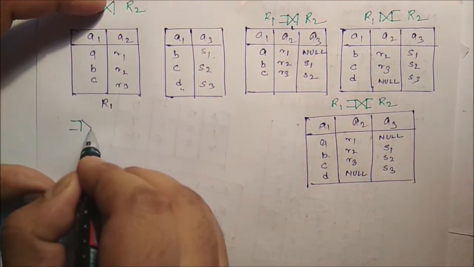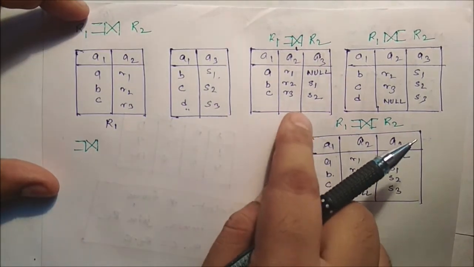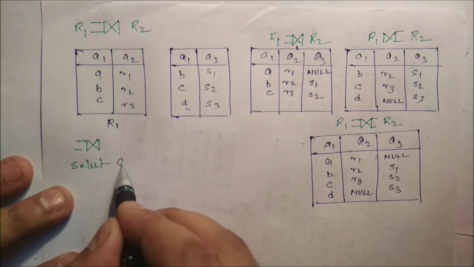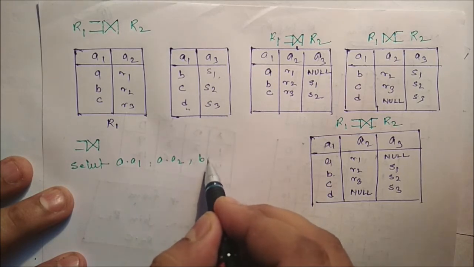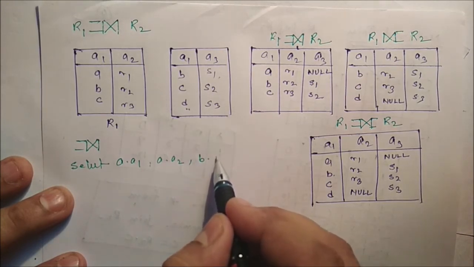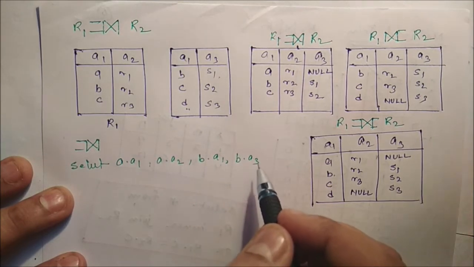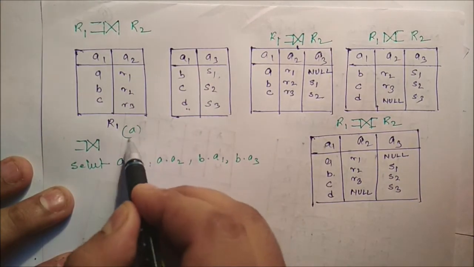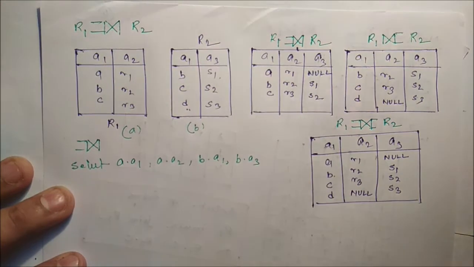So for the left outer join, the SQL command is what? So we need this particular output. So we have to write this way: select A.A1, A.A2, B.A1 and B.A3. Okay, so A.A1, this is our A table, this is our B table, and this is R1, table R1 and table R2.